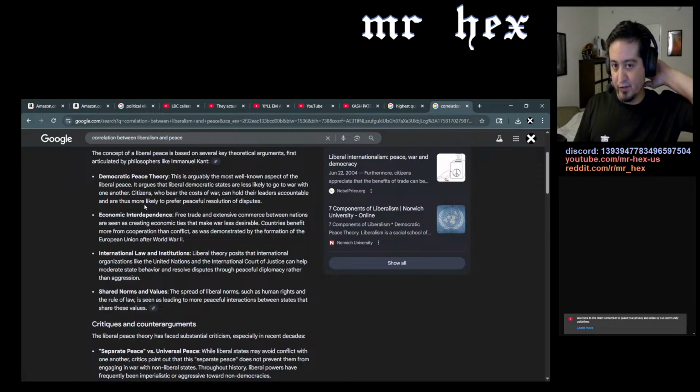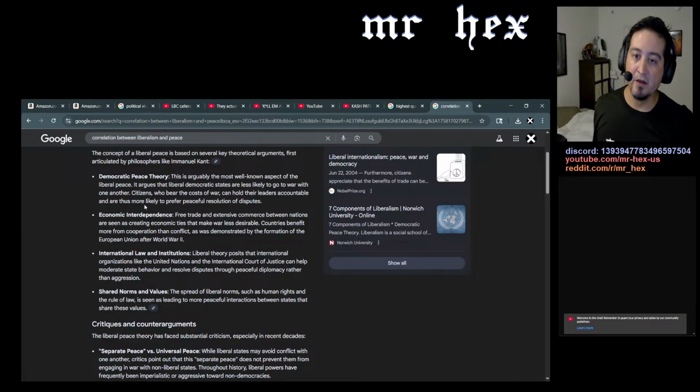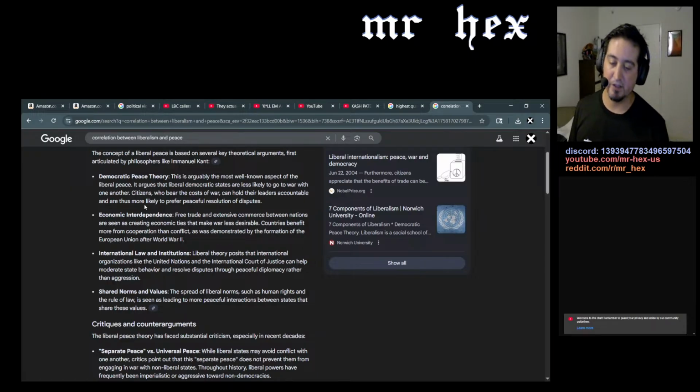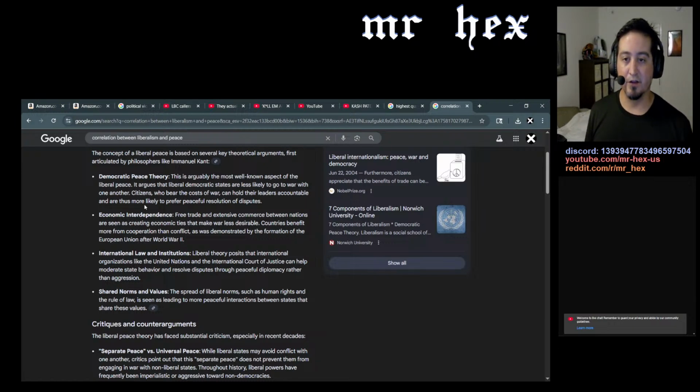Democratic peace theory. This is arguably the most well-known aspect of liberal peace. It argues that liberal democratic states are less likely to go to war with one another. Citizens who bear the cost of war can hold their leaders accountable and are thus more likely to prefer peaceful resolutions to disputes. Remember what I said, a core tenet of liberalism is the idea of the consent of the government, that the government is representative of the population. Population votes them into power.